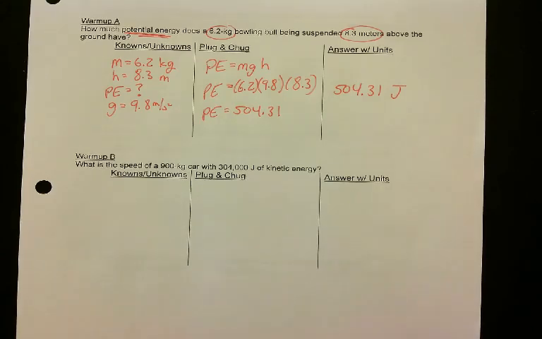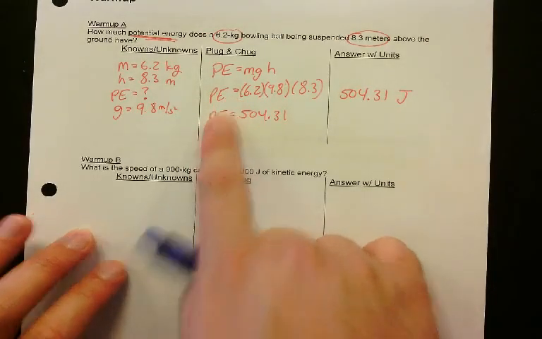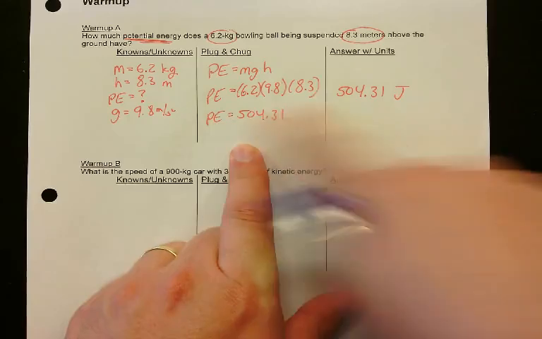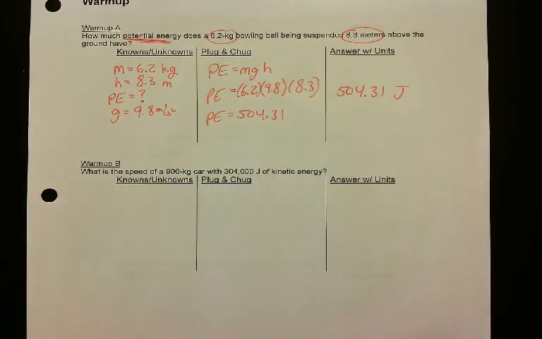Now I want to do one more with you here, because when we talk about warm-up B, this one was kind of straightforward in the fact that we had an equation already solved for potential energy that we could plug into. B is a little bit different, because you're going to see that I have to pick a different equation. So let's look through B.